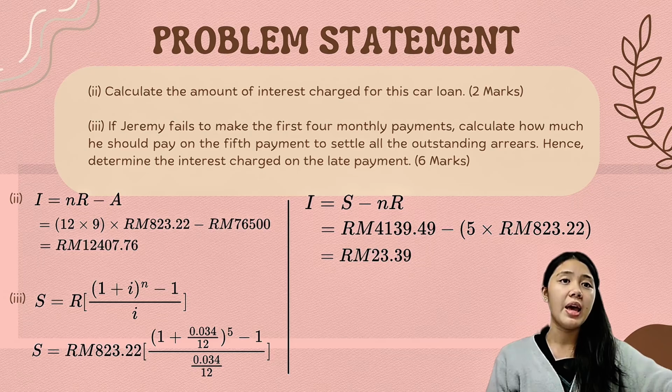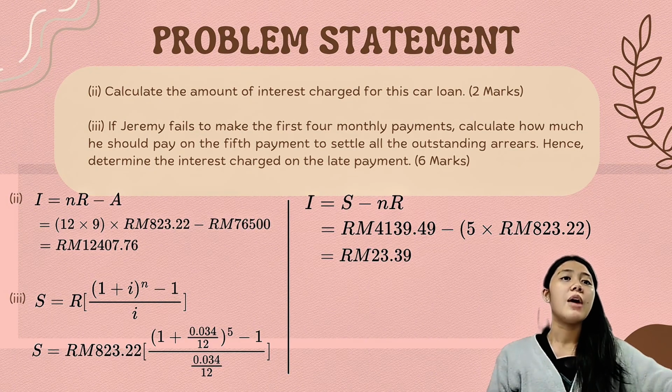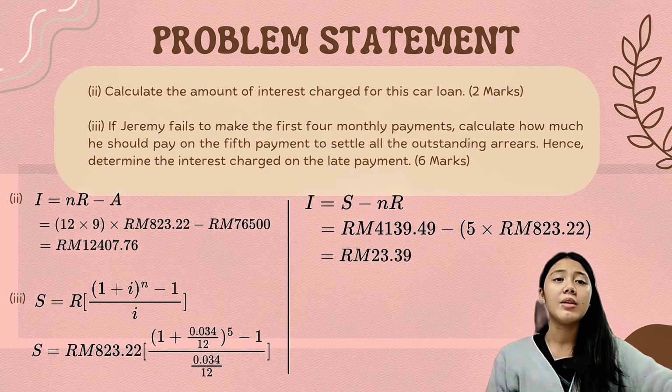And for the value of n, we are going to use 5 because the question stated that Jeremy is going to make the fifth payment. So after substituting all the information into the calculator, we are going to get the total of 4,139 ringgit 49 cents for the total payment that Jeremy needs to make.